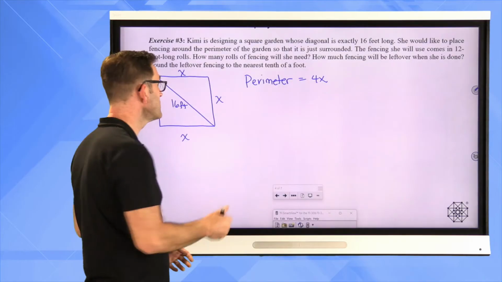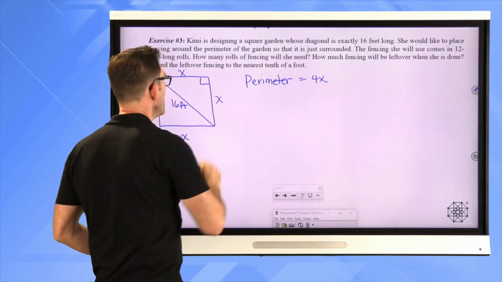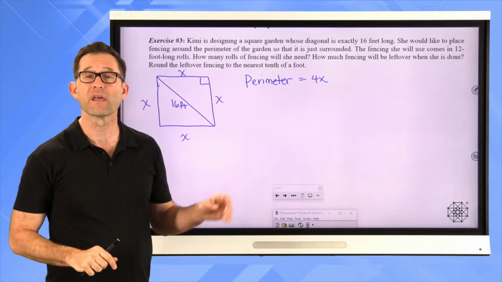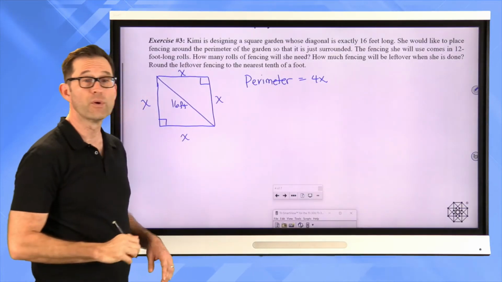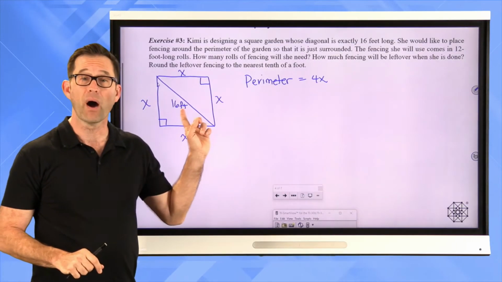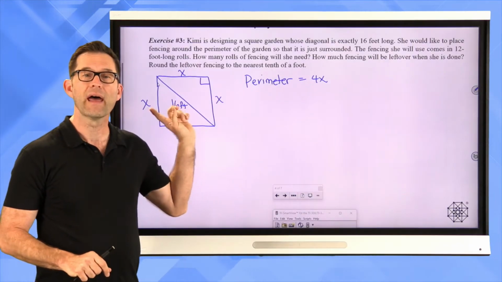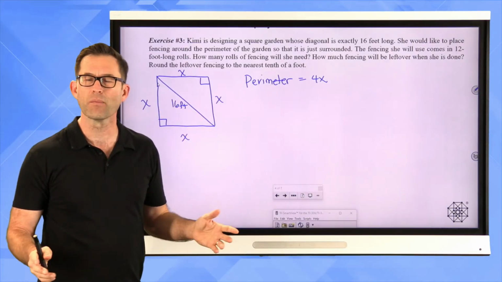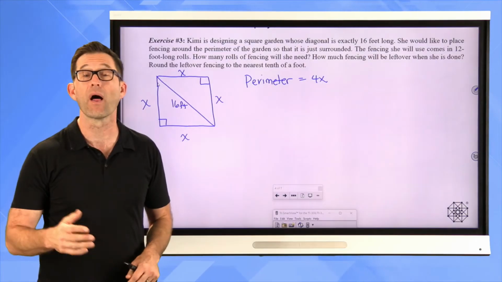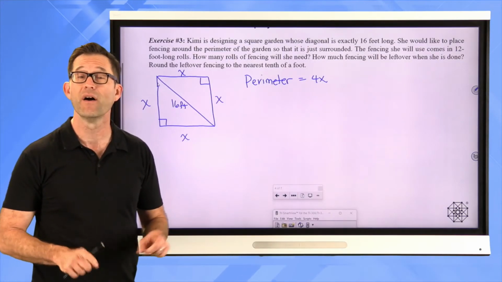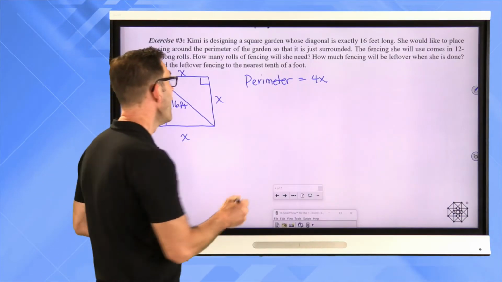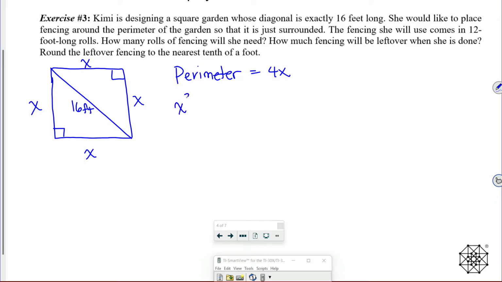Now, squares contain 90-degree angles. So what I know now here is that I've got two right triangles, either one of which I can work with, that have a hypotenuse of 16 and have two missing sides. Now, normally when I have two missing sides in a right triangle, I'm kind of out of luck. But because these two sides are the same length, now I'm not out of luck. I can use the Pythagorean theorem and say x squared plus x squared is 16 squared.